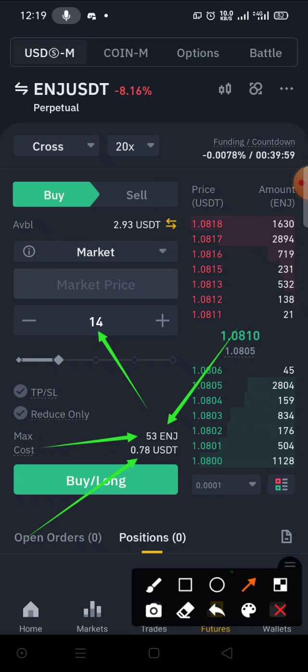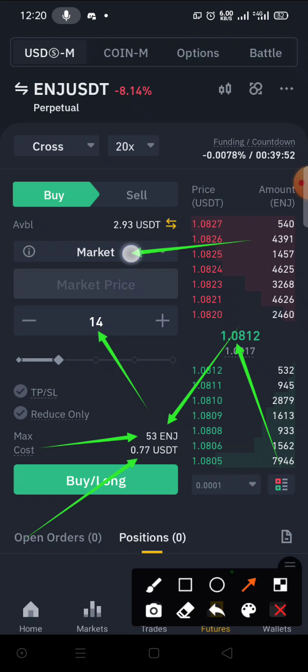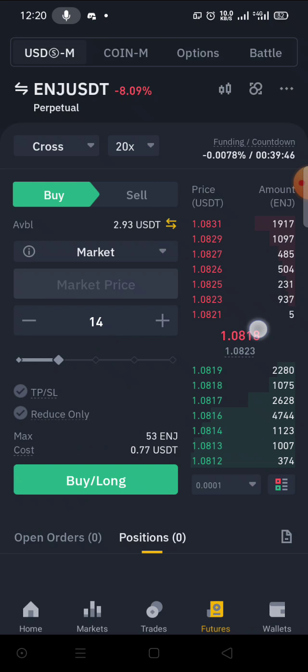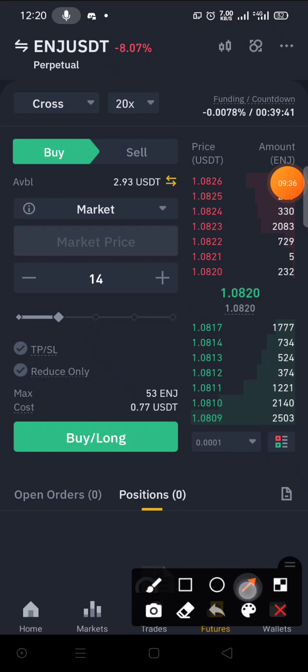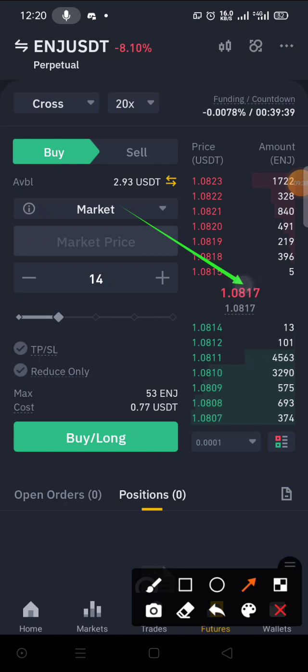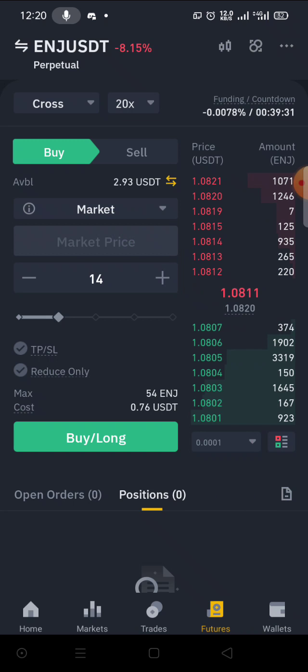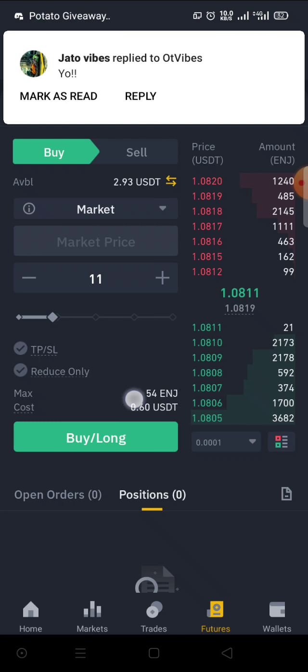I see 53 ENJ at this market price I'm touching, 1.08. This market price is the same as this market price I'm touching, and it's what I also have here. They are the same thing. Now I want to buy this particular coin, ENJ. You just use this to adjust. I'm picking just 14 pieces or 12 pieces, then I'll be spending 0.60 cents.